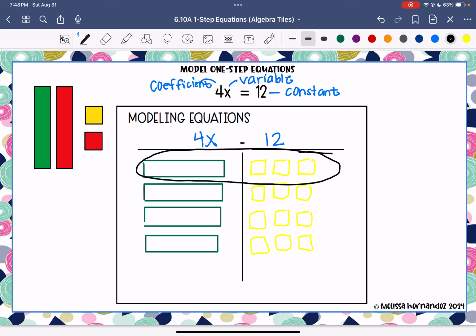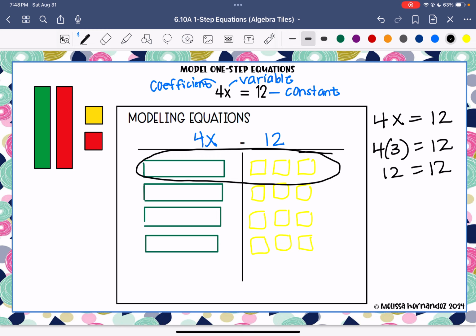Now you can always go back and plug in your solution. The original equation was 4x equals 12. We'll plug in a 3. We're going to use parentheses. That does mean multiply. 4 times 3 is 12. So yes, the left equals the right. This actually will work for every equation that you are ever exposed to on solving equations, so you shouldn't get any of them wrong.